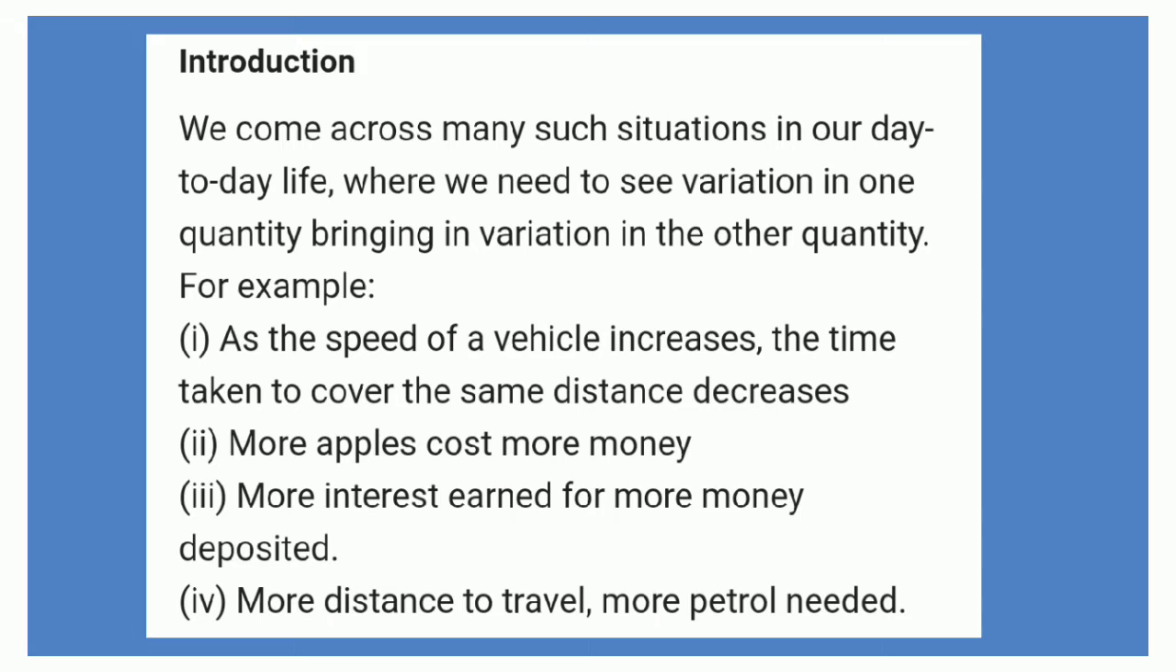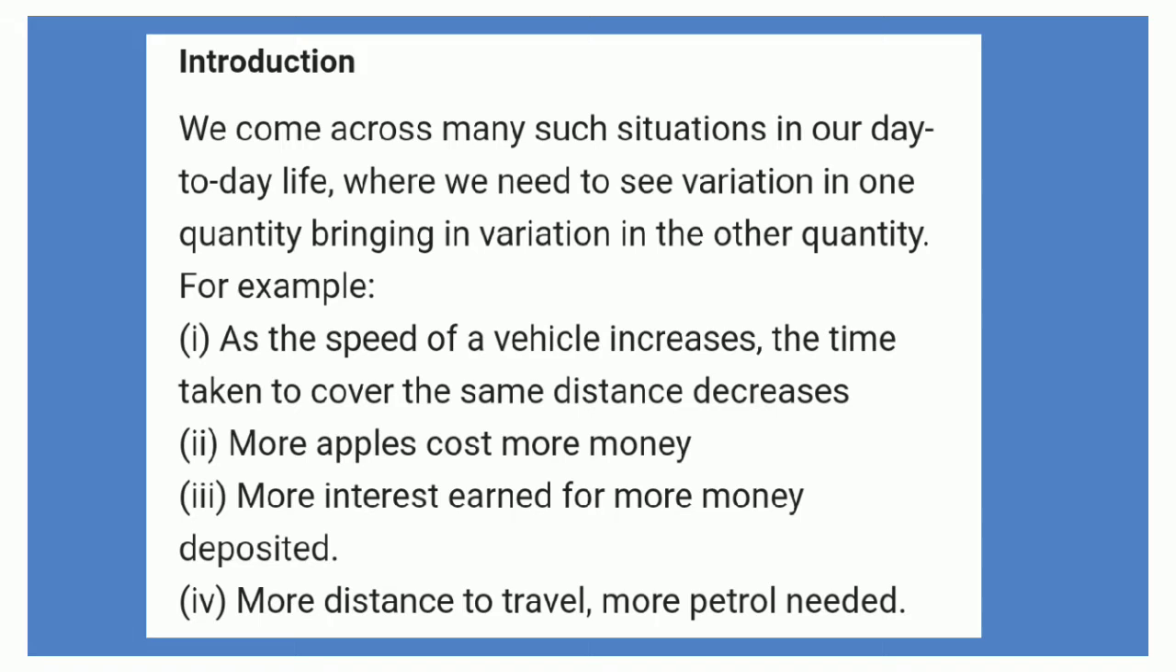In the third example, in a bank, we have to deposit some money. Then after 1 year, you will get interest. Then what about the second year? It will be increasing. So we have two quantities: one is interest and the second quantity is deposited money. If you deposit more money, then you will get more interest. So one quantity is increasing, the second quantity is also increasing.